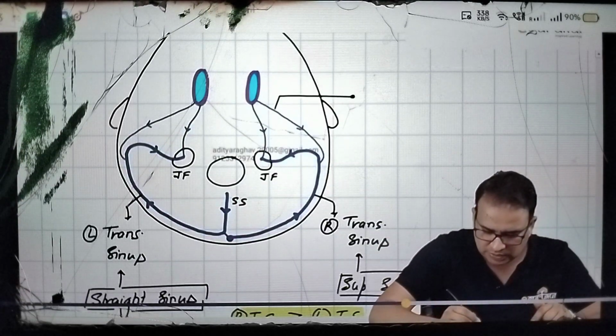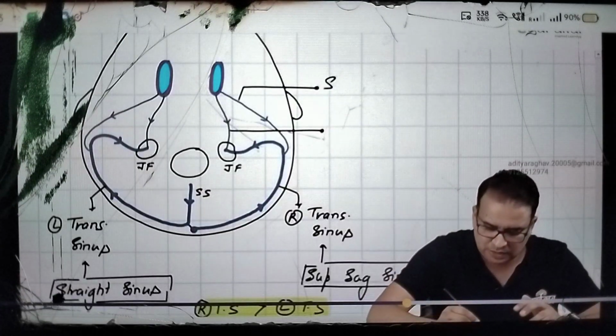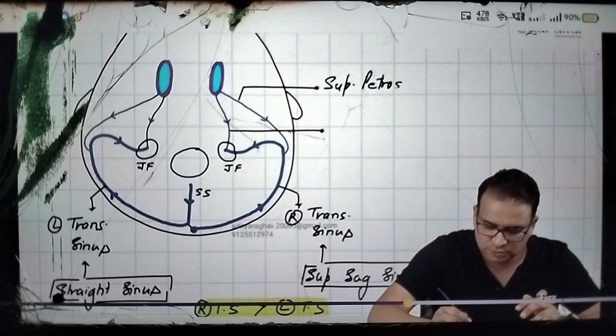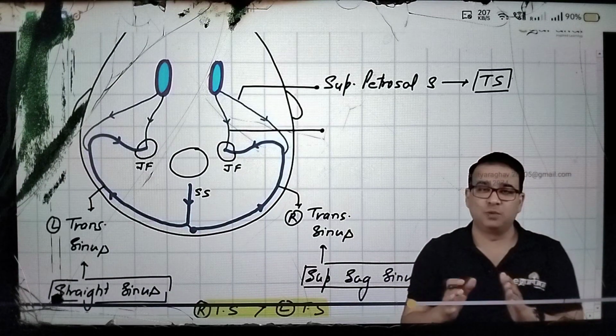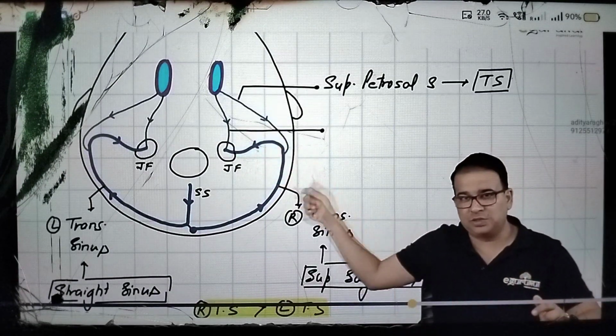So these are the two. Let's find the space to label this one and this one. So one is the superior petrosal sinus. I'll tell you why such names are given to them. Superior petrosal sinus, which is draining where? It is draining into the transverse sinus. Which sinus drains where is the most important thing here. Superior petrosal sinus comes into the transverse, not into the sigmoid.